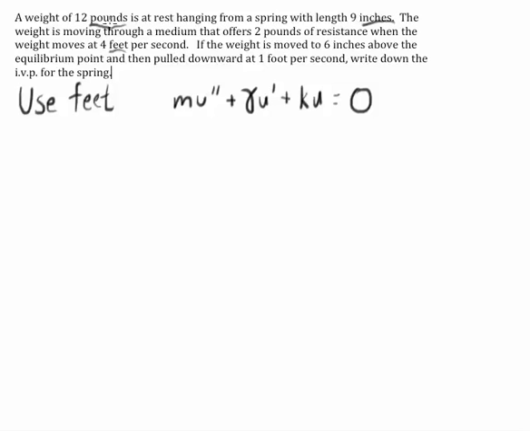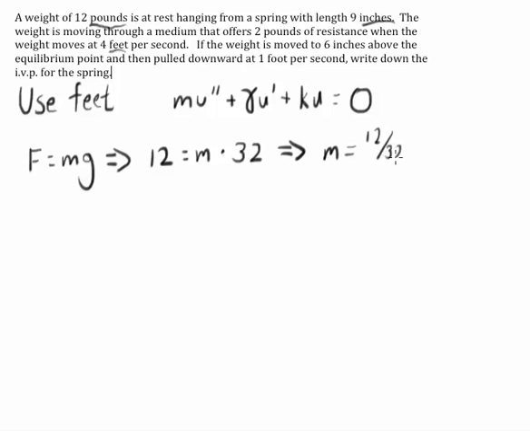Just a reminder that in the English system, pounds refers to force. So the typical equation for the force due to gravity is F equals mg. In this case, we are given the force, that is the 12. We don't know the mass, but you know g, that's 32 feet per second squared. So solving that, we've got 12 divided by 32. We're dividing by 4 on the top and the bottom, 3/8. That's our mass.